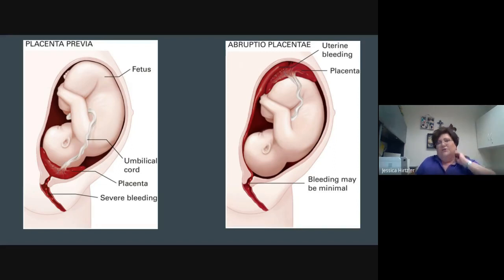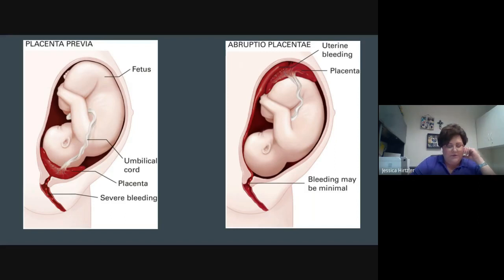Now, abruptio placenta is an abnormal separation of the placenta from the uterine wall prior to the birth of the baby. Let's keep it simple. So when abruptio placenta happens, the placenta is detached from the uterine wall, and mom will experience painful bleeding, usually in her third trimester.